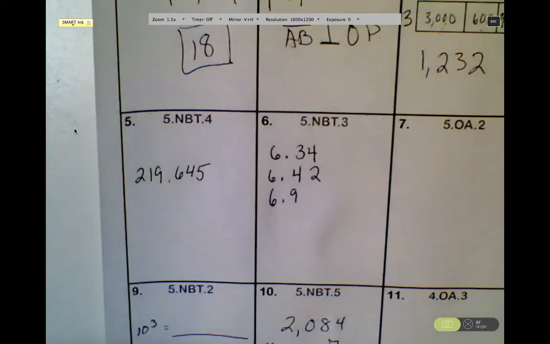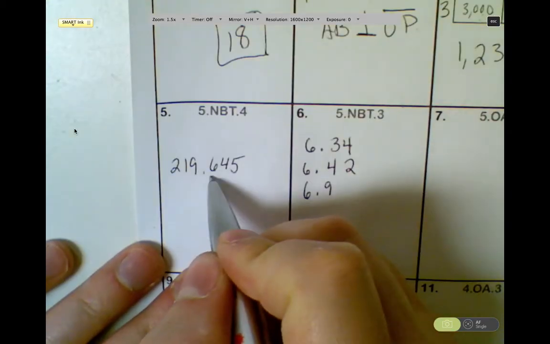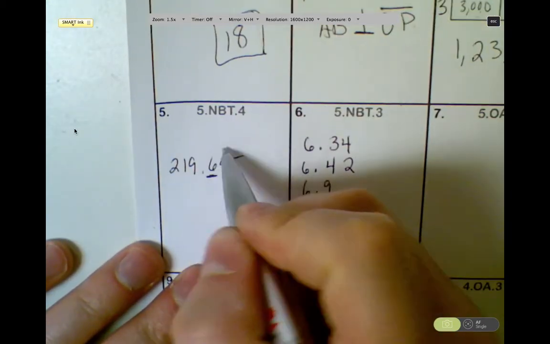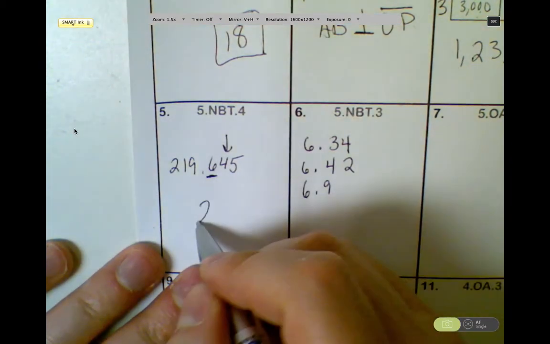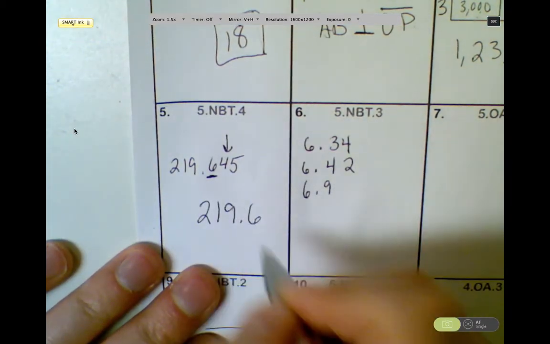Number 5, round 219 and 645 thousandths to the nearest tenth. Here is my tenths column. I'm going to look at my 4. My 4 is going to keep us the same there. I'll have 219 and 6 tenths.